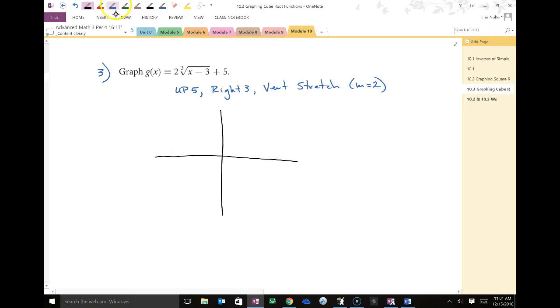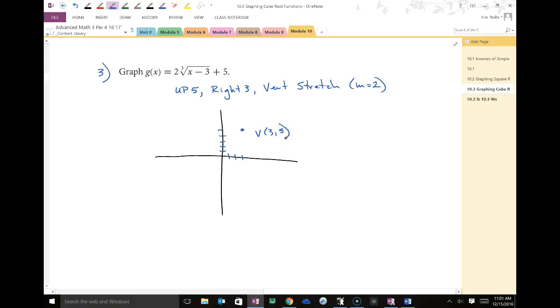So where's my vertex going to land for this Super Travolta? To the right 3 and up 5. Is that what everybody's sketching silently? So 3, 5. Now on a Travolta, I need 2 additional points.